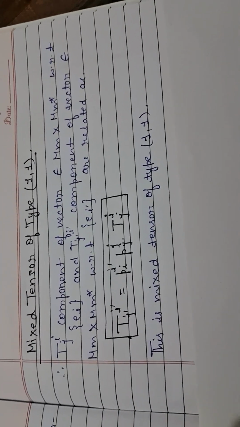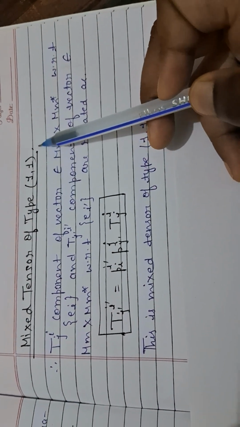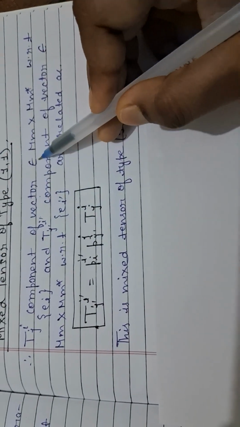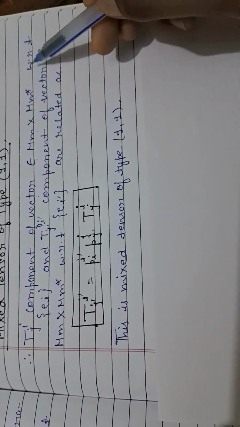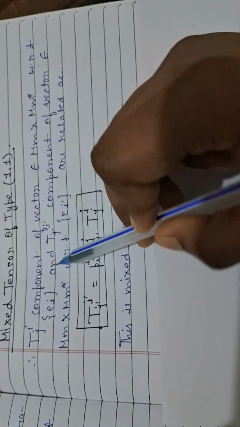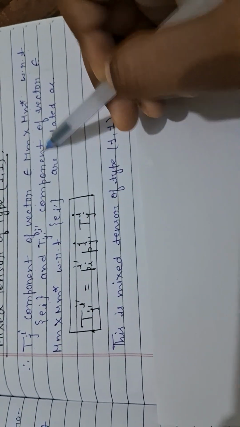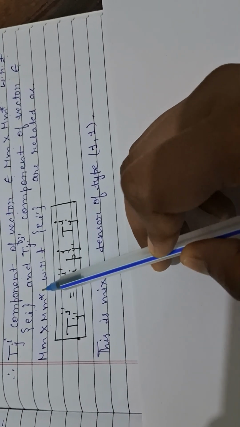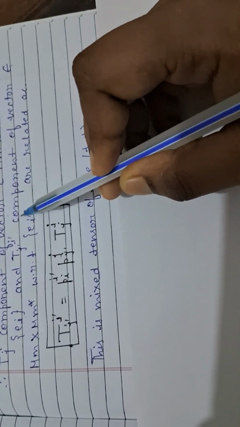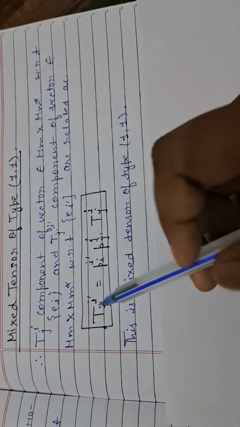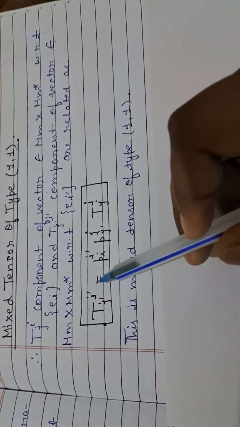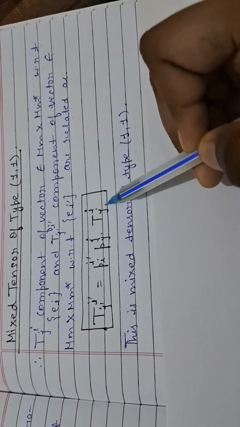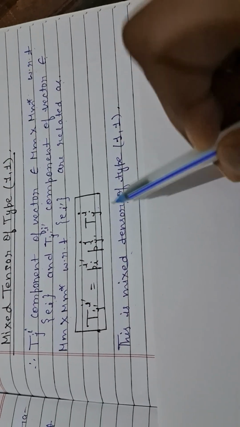Now the next topic is mixed tensor of type (1,1). Since T_j^i, component of a vector belongs to M cross M star with respect to basis e_i, and T_j'^i', component of a vector belongs to M cross M star with respect to basis e_i', are related as T_j'^i' is equal to p_i^i' p_j'^j T_j^i. This is a mixed tensor of type (1,1).